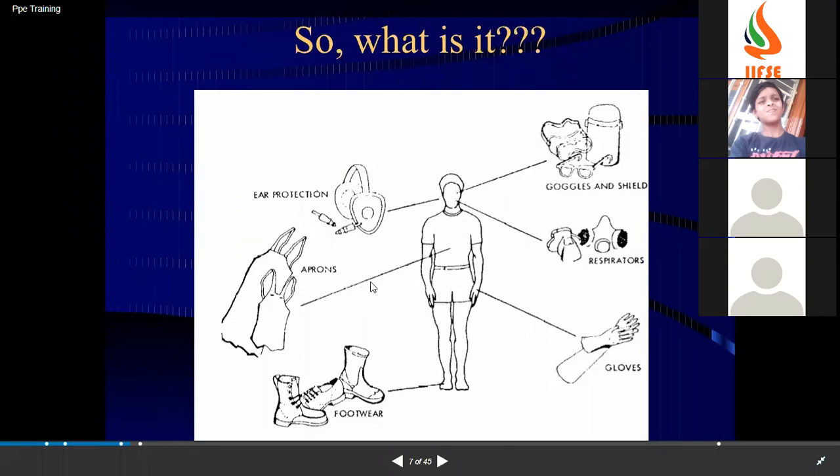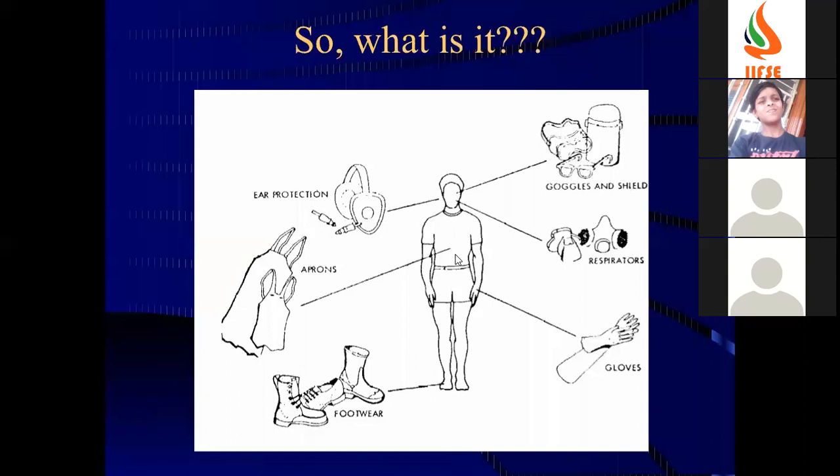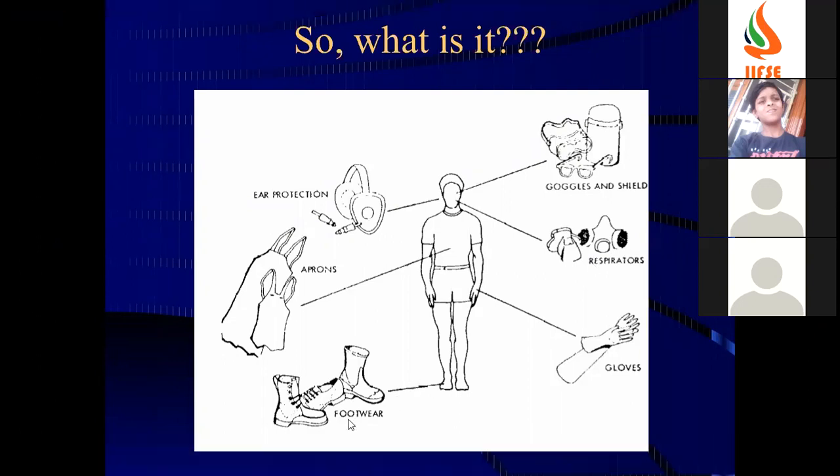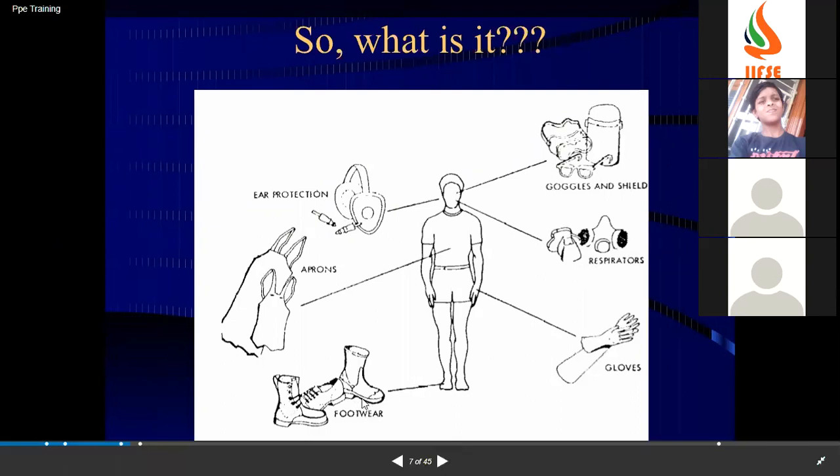See, these are the few parts where PPE is used. Aprons or reflective jackets, called high visibility reflective jackets, HVRJ. Ear protection consists of ear muffs and ear plugs. Then goggles and face shield. Respiratory we have in detail, I'll let you know, with air purifiers and all. Footwear we have gumboots, full shoes, and different types of shoes.